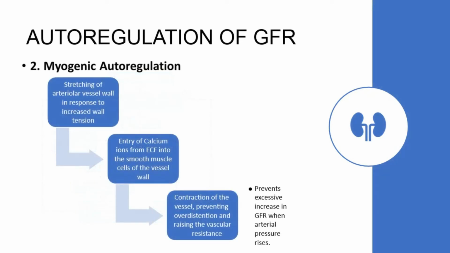The second mode of autoregulation that we need to study is the myogenic autoregulation. What is myogenic autoregulation? It is a very simple process where there is an increase in the arterial pressure, which is causing a stretch of the arteriolar wall. This causes the entry of calcium ions from the ECF into the smooth muscle cells of the vessel wall. As we know, calcium will help these cells to contract. So there is a contraction of the vessel which is preventing the over distension and in turn is increasing the vascular resistance. So what this is doing is that it is protecting the GFR from rising to an exceedingly high value when the arterial pressure itself is very high.